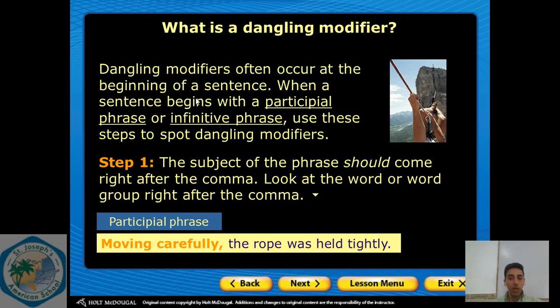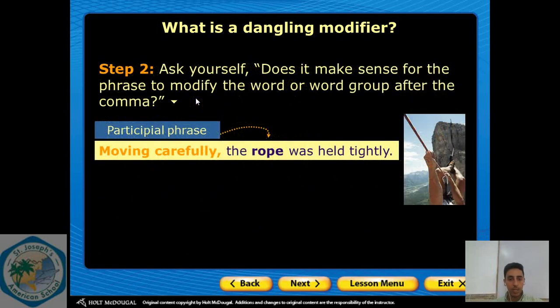The subject of the phrase should come right after the comma. We already know this. Look at the word or the word group right after the comma. So, "moving carefully." This is the first step, which is finding whether there is a mistake with my modifier or not. Moving carefully, it's definitely wrong. The rope doesn't move carefully. It must be a human being or an animal, not an object moving carefully. So definitely there is a mistake here.